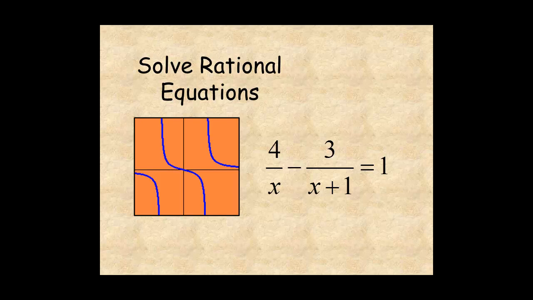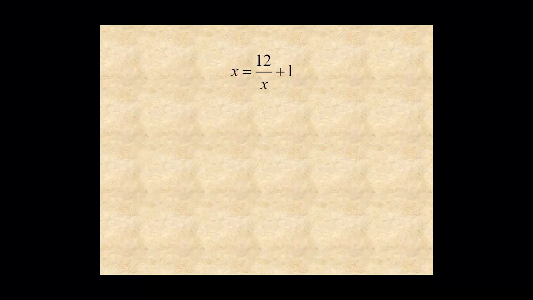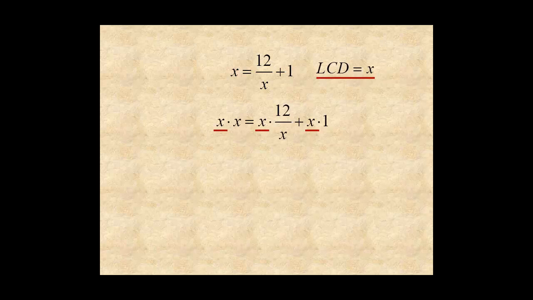This lesson shows how to solve rational equations. For the first example, simplify the equation by multiplying each term by x, which is the LCD of all terms of the equation. In the first term, x times x is x squared. In the second term, the factors of x cancel, leaving 12.